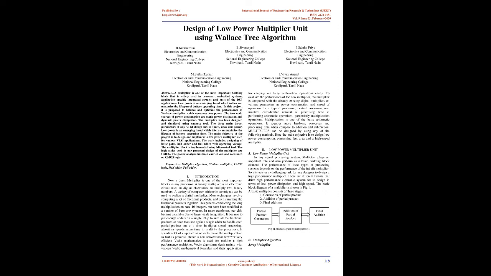Introduction. Nowadays, the multiplier is one of the most important blocks in any processor. A binary multiplier is an electronic circuit used in digital electronics to multiply two binary numbers. A variety of computer arithmetic techniques can be used to realize a digital multiplier. Most techniques involve computing a set of fractional products, and then summing the fractional products together. This process resembles conducting long multiplication on base 10 integers, but has been modified for base 2 systems.